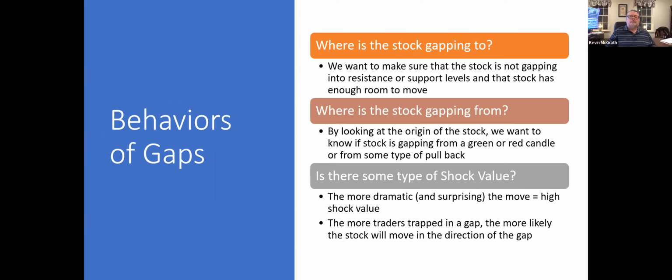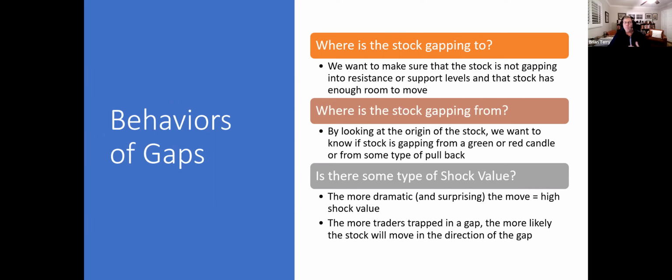The next one is, where is the stock gapping from? So if you look at the original stock, you want to know, is it gapping from a green candle or a red candle or in some kind of a pullback? And so that's important. And we'll look at that again in a little bit more detail. And then the third point was the shock value.